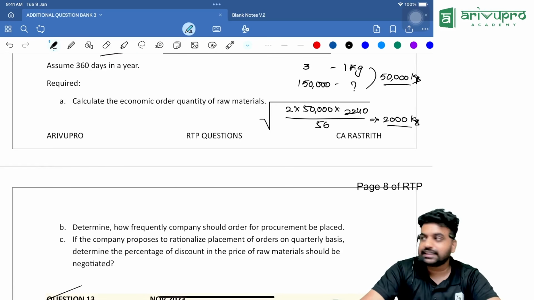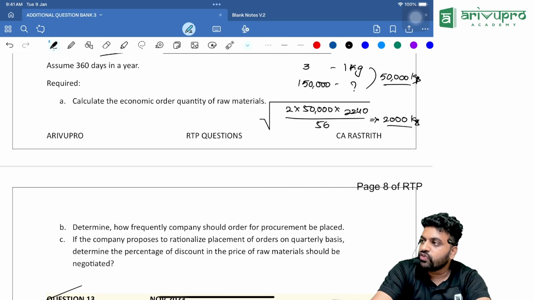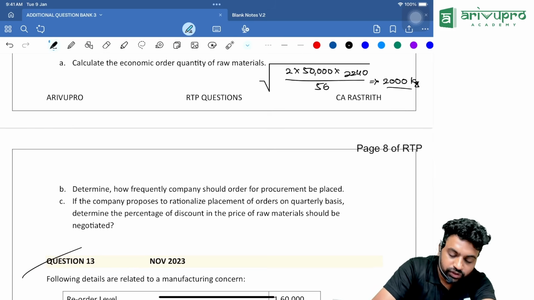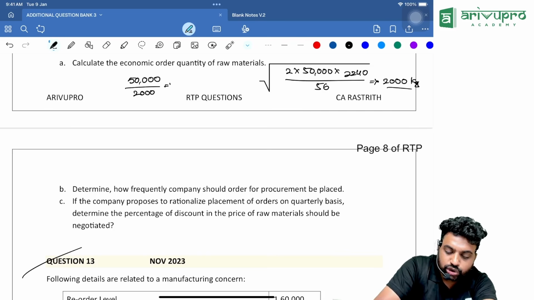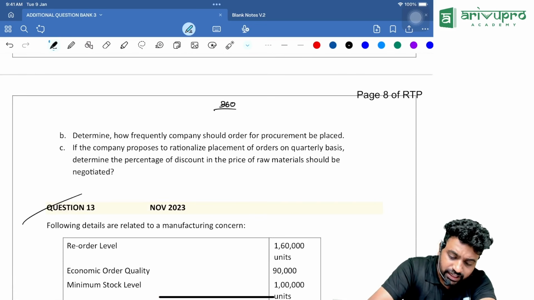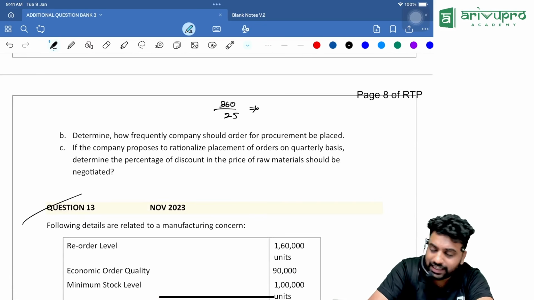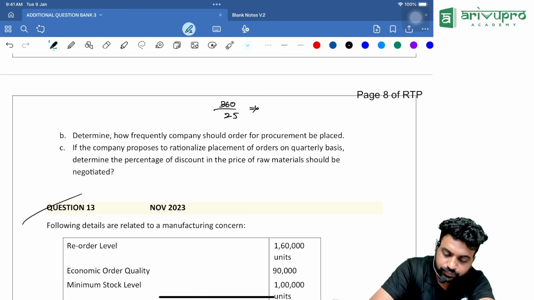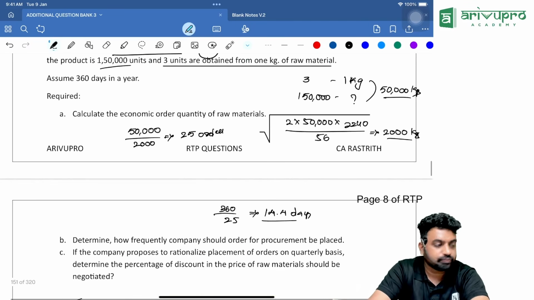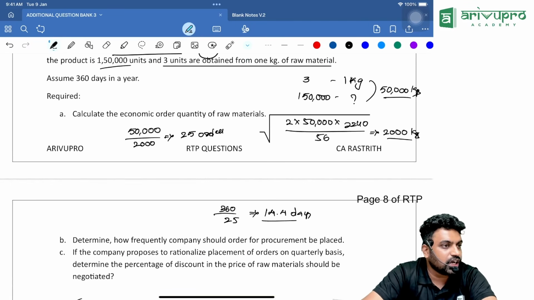2000 kgs. Next they are asking, determine how frequently the company should place the order. Number of orders to be placed is how much, guys? You need 50,000 and per order you are placing 2000 units. So you have to place 25 orders, and in the year, that is 360 days, you are placing 25 orders. So how many days once you are placing the order? 14.4 days you are placing an order. Is that clear?